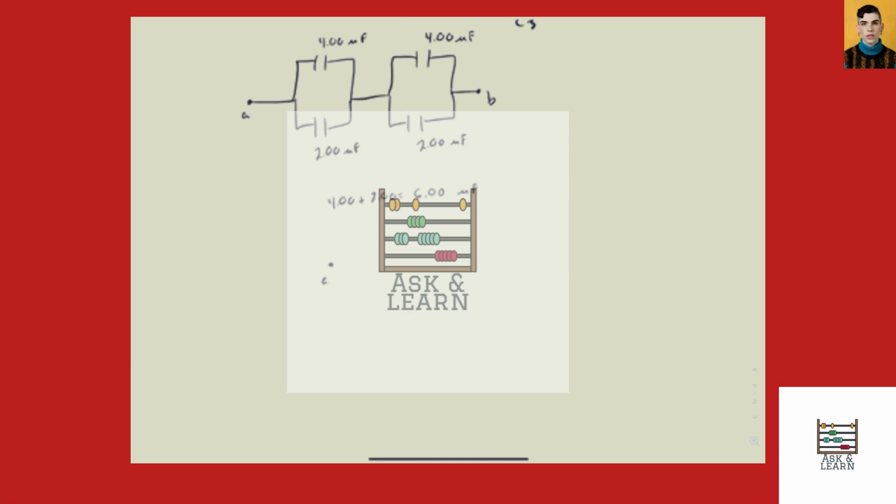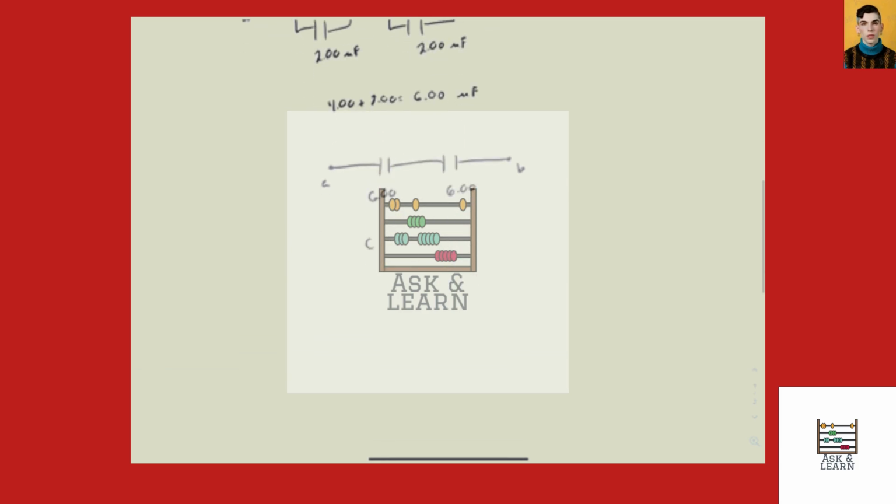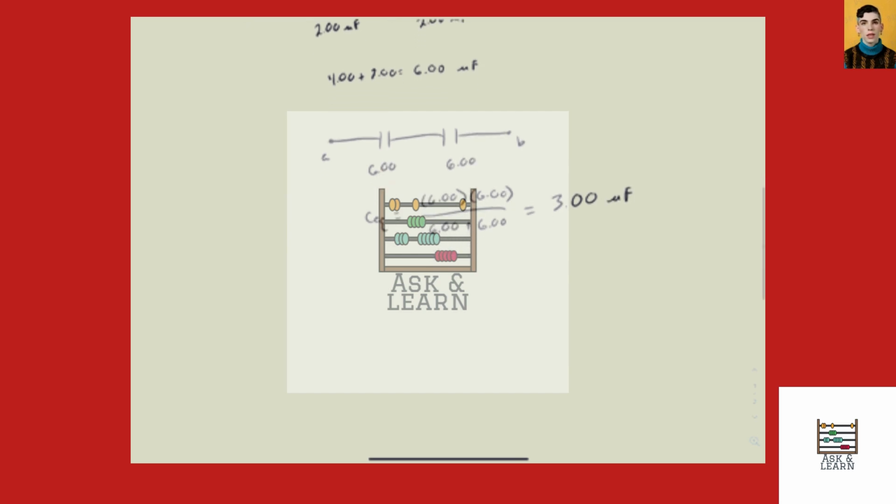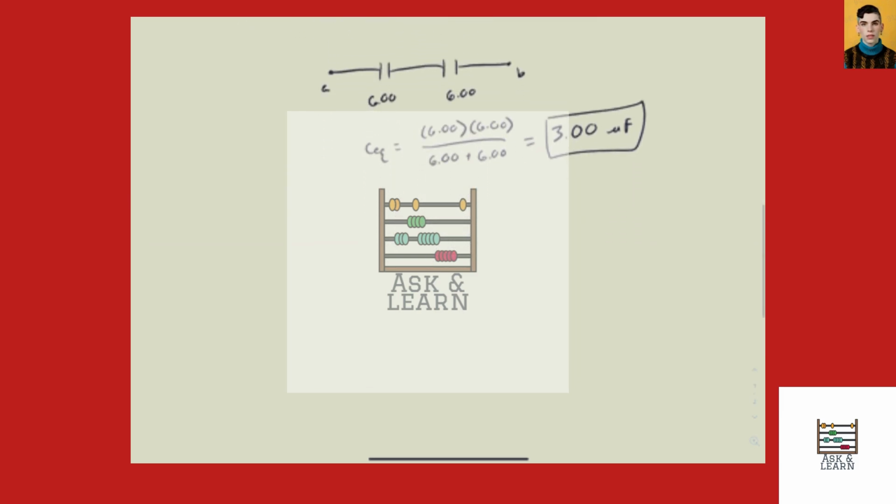And now we can rewrite this once more with just 2 capacitors in series. So this is 6 and 6. And now the equivalent capacitance for that is going to be the product of the two, divided by the sum since we're in series. And that gives us, expectedly, 3 microfarads, because whenever you combine two capacitors in series, if they're equal, you're just going to get half the total capacitance. So the equivalent capacitance of this whole circuit is 3 microfarads.